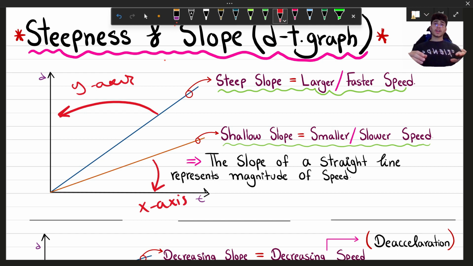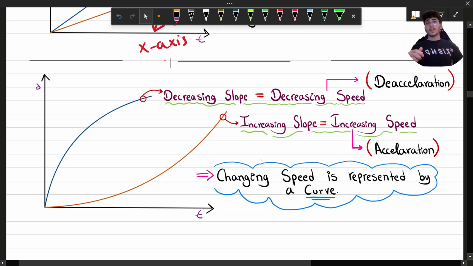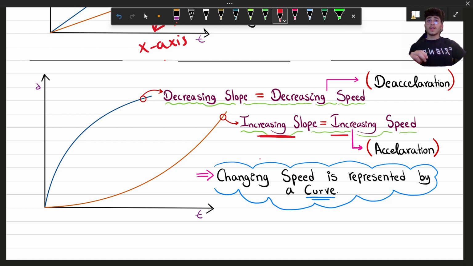The slope of the straight line represents its magnitude of speed. If it's closer to the y-axis, it's fast. Shallow is slow because it's closer to the x-axis. Now, what if the graph is curved? If the graph is curved, then increasing slope or increasing speed is when the graph is curving upward, away from the y-axis. Decreasing slope or decreasing speed is when the graph is curving downward, closer to the y-axis.